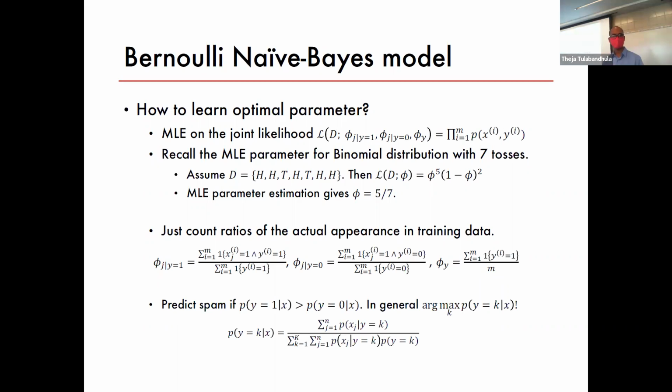Okay, so once we have this, then for the prediction, when we saw GDA, Gaussian discriminant analysis, we already saw this. This is the same thing we were doing even for the discriminative setting. Which is: the probability of y equals 1 given x should be greater than the probability of y equals 0 given x.